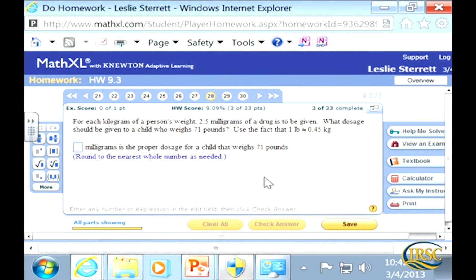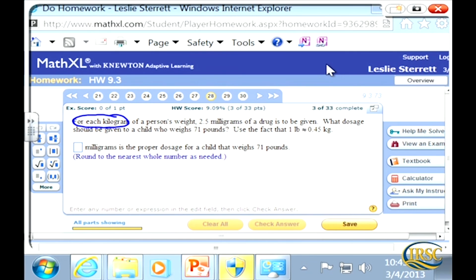Excellent. Okay, for each kilogram of a person's weight, 2.5 milligrams of a drug is to be given. What dosage should be given to a child who weighs 71 pounds? And they give you the hint: use the fact that 1 pound is approximately 0.45 kilograms. Okay, so they've talked about a few things in here. We're going to reread the problem, those strategies for problem solving. So for each kilogram of a person's weight, 2.5 milligrams needs to be given.